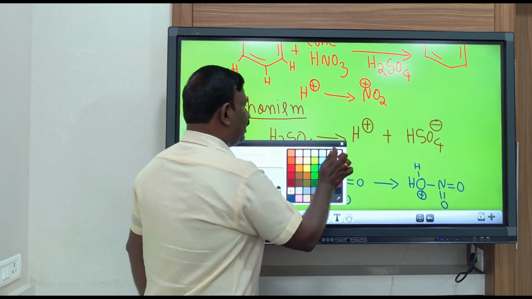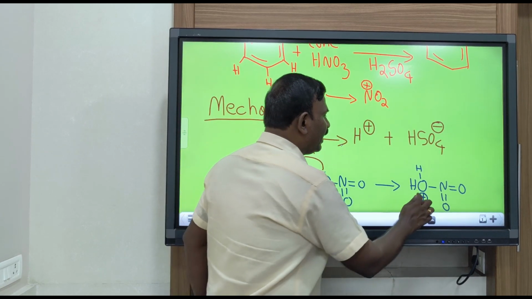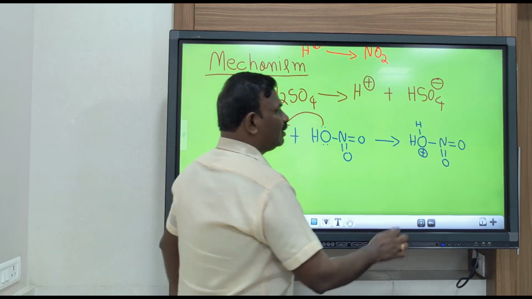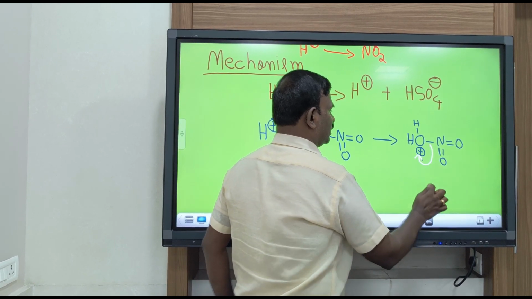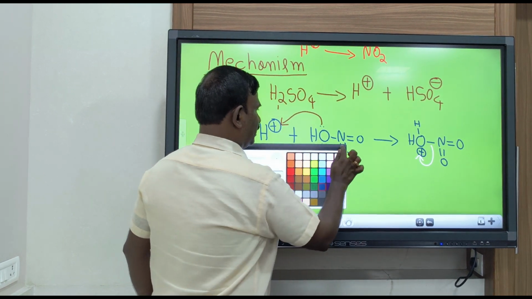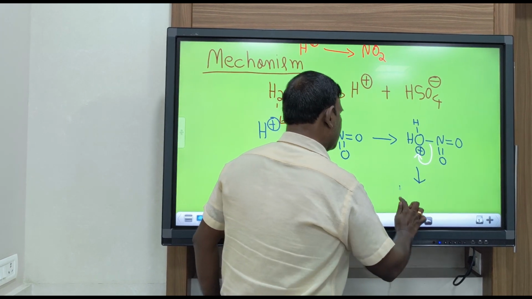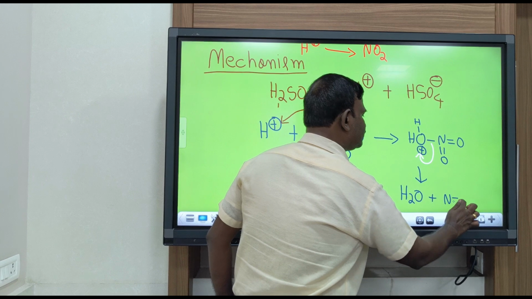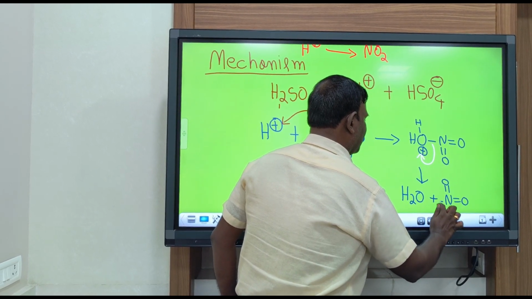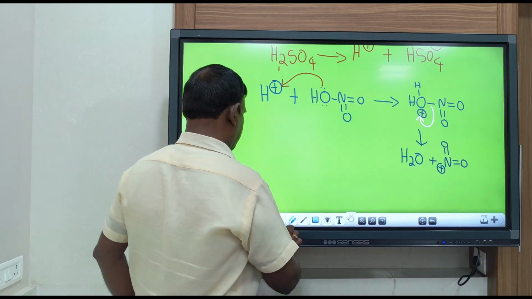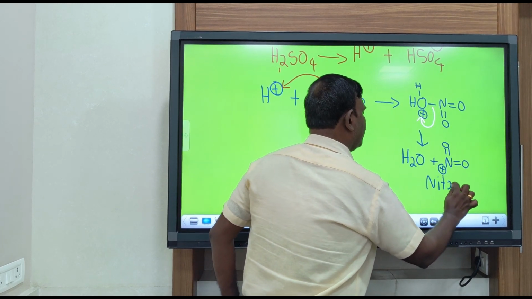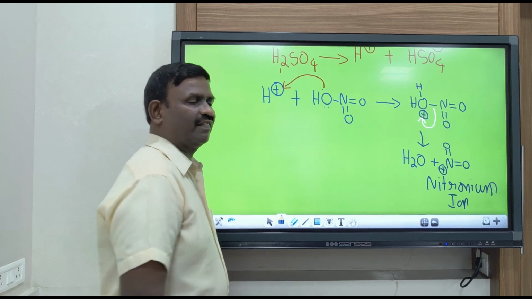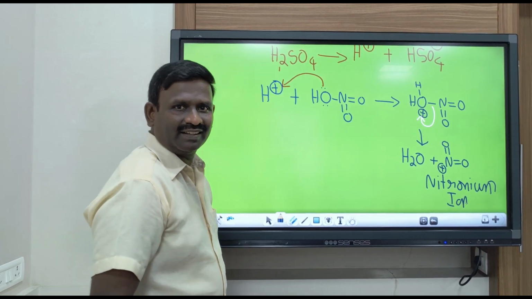Electron deficient means it is unstable. To become stable, these electrons move towards the oxygen to satisfy the positive center, and it gives rise to H2O. As these electrons are given away from nitrogen, what happens to nitrogen? It becomes electron deficient. It is a nitronium ion. Nitronium ion is the intermediate formed. This is an electrophile.